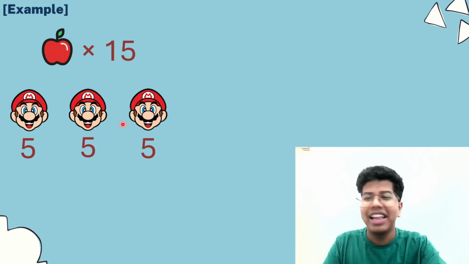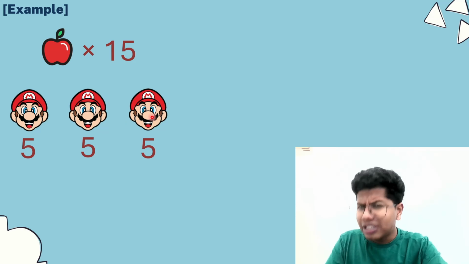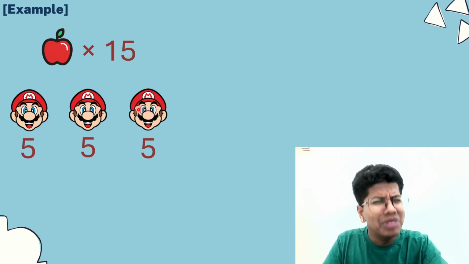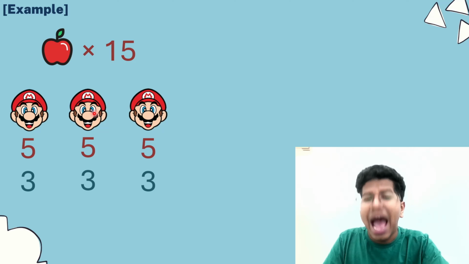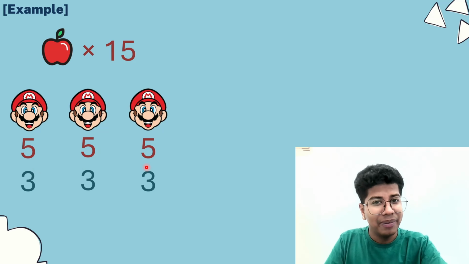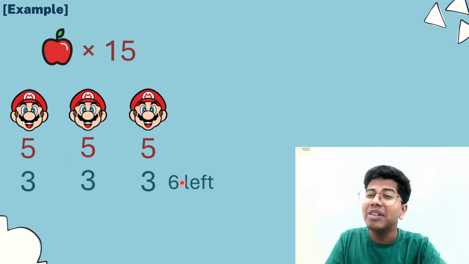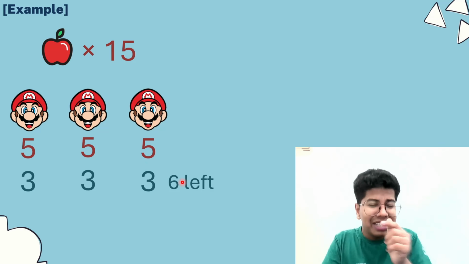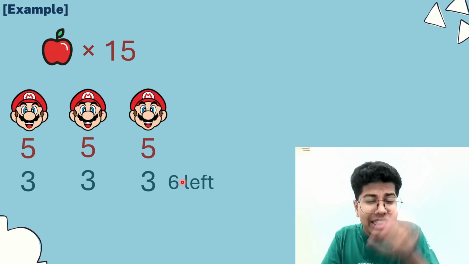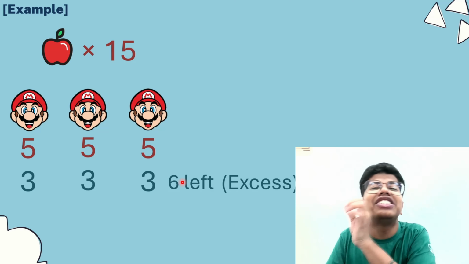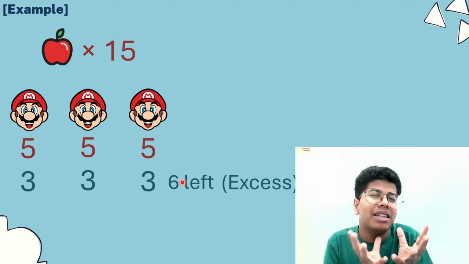Now, what I found out is each of the Marios was mischievous. They didn't do the homework. So I tried giving them fewer apples. Now everyone has 3. If I distribute 3 to everyone, how many apples will be left? Yes, there will be 6 apples left. Since there is a leftover part, 6 more apples left, this is nothing but called an excess situation, where there is an excess number of apples.